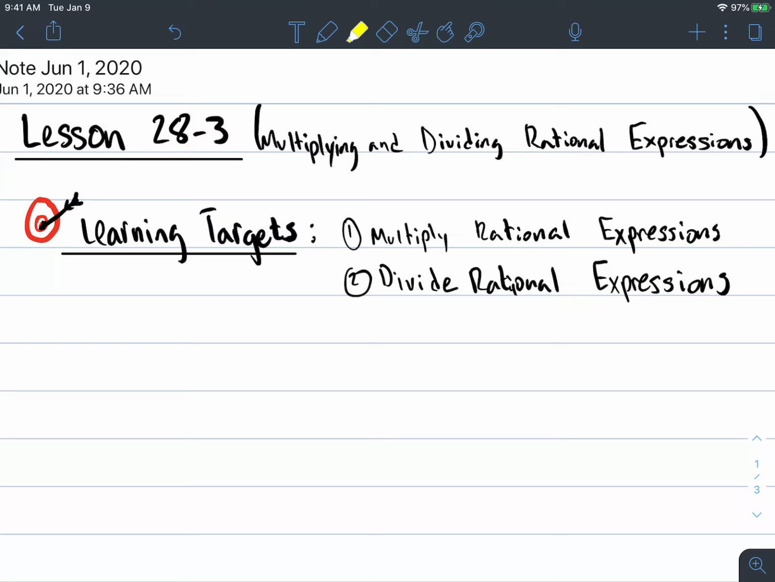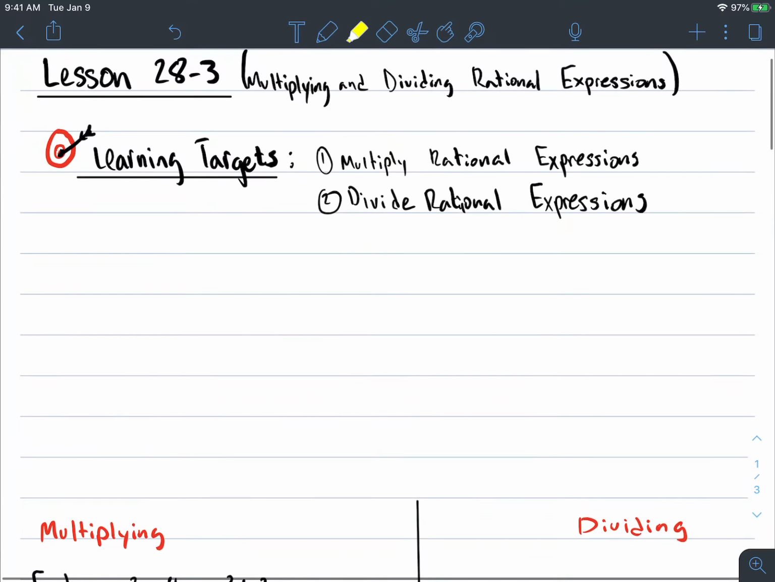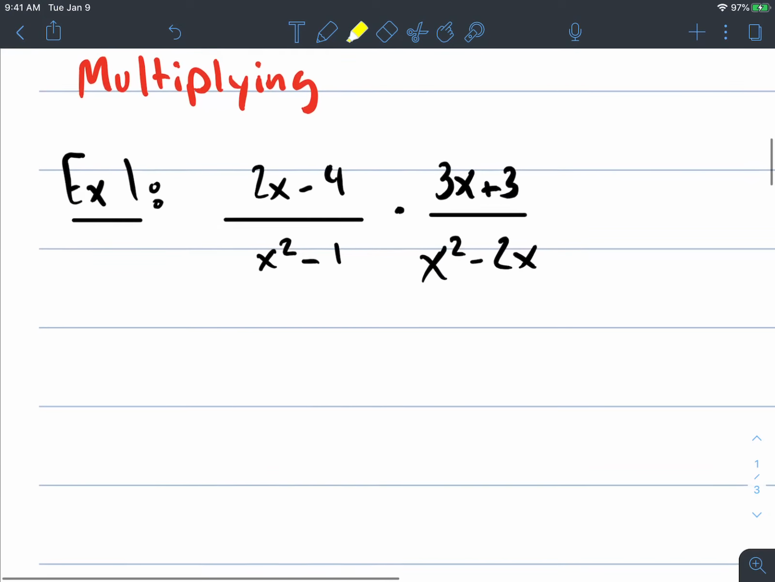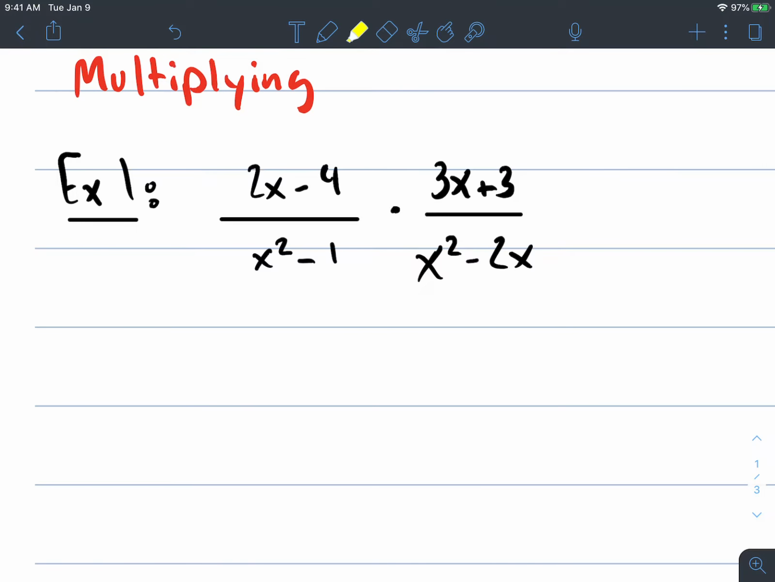First we're going to go into examples on how to multiply rational expressions. To be able to do any of these, you need to know how to factor. If you don't know how to factor, you have to go back to that lesson where we went over factoring. I think it was 26-2 or 27, one of those two. But without further ado, we're going straight into the examples of multiplying. So our first example says multiplying. What are we going to do when we are multiplying?